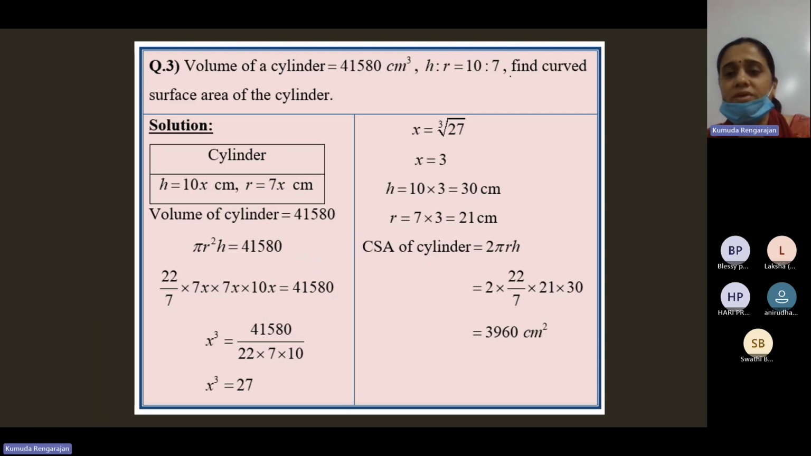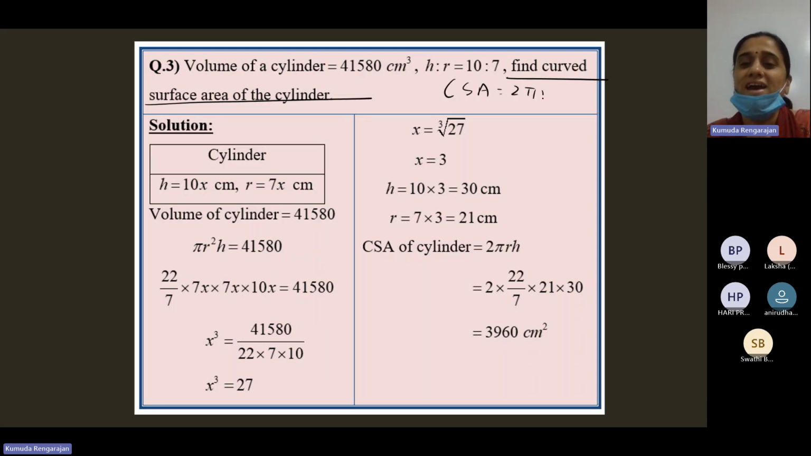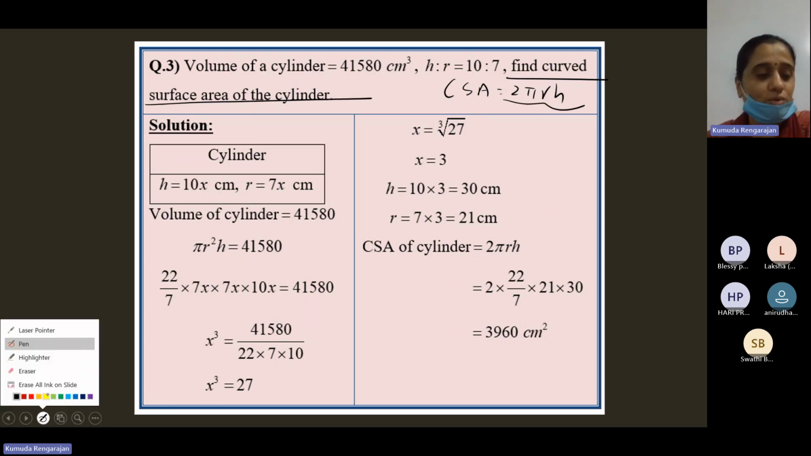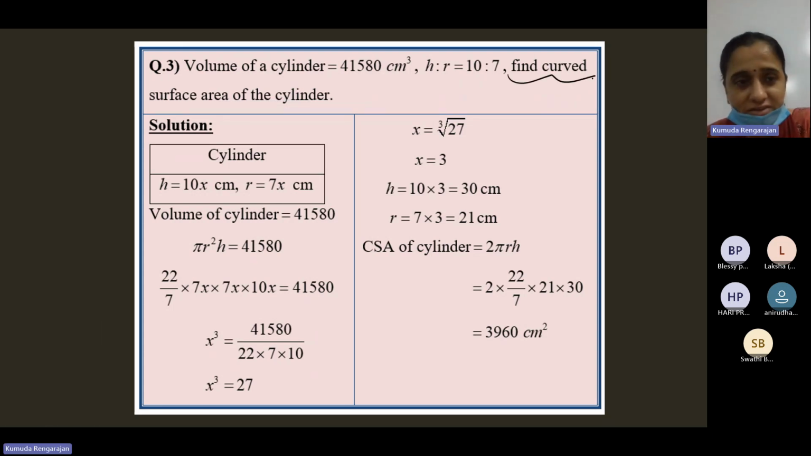The question is normally, okay, find the CSA of the cylinder. So immediately you should not write CSA is equal to 2 pi RH and think how to do. We don't know the radius and height, so you cannot write this formula and wait and think how to do. The question is to find the CSA of the cylinder, correct? To find the CSA of the cylinder, the formula is 2 pi RH.